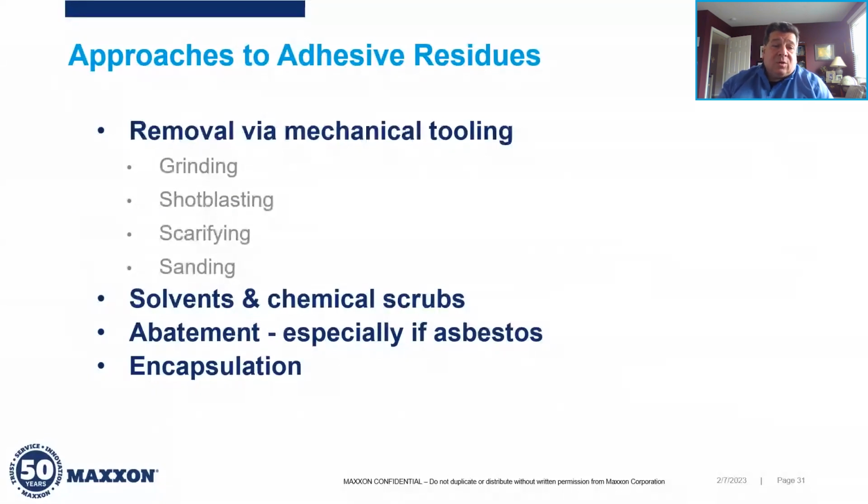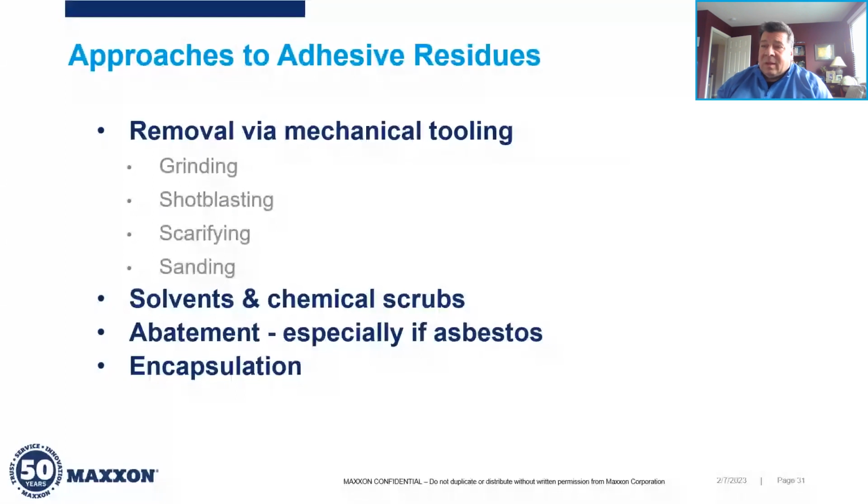So if mechanical tooling is not the choice, then we're talking again about solvents and chemical scrubs, much like the abatement process, and then you're talking about contamination. And then the last choice here, which is not the best choice at all, is to do some sort of encapsulation. And at that point, somebody is going to do something to the surface of that adhesive to allow them to get the job done and go over it.